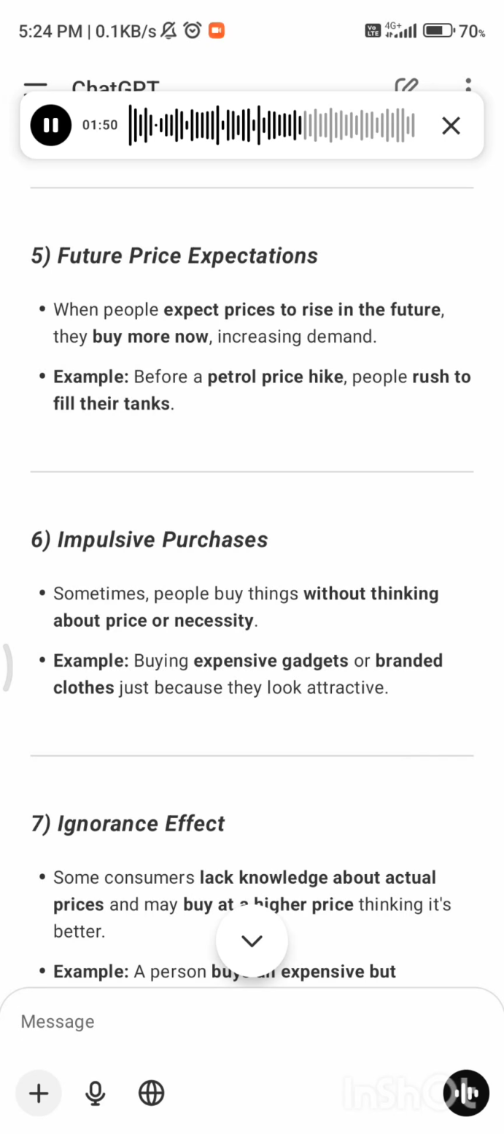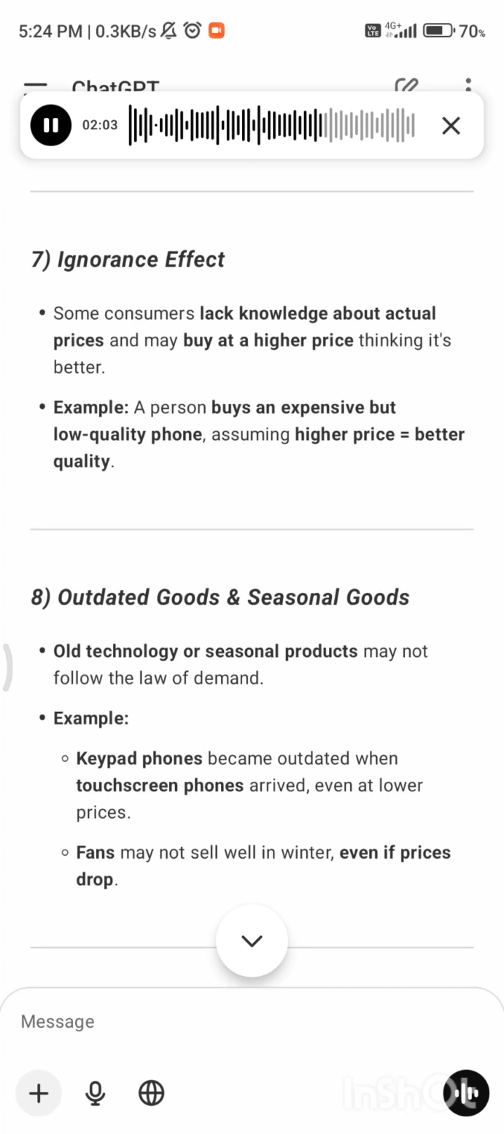6. Impulsive purchases. Sometimes, people buy things without thinking about price or necessity. Example, buying expensive gadgets or branded clothes just because they look attractive. 7. Ignorance effect. Some consumers lack knowledge about actual prices and may buy at a higher price, thinking it's better. Example, a person buys an expensive but low-quality phone, assuming higher price equals better quality.